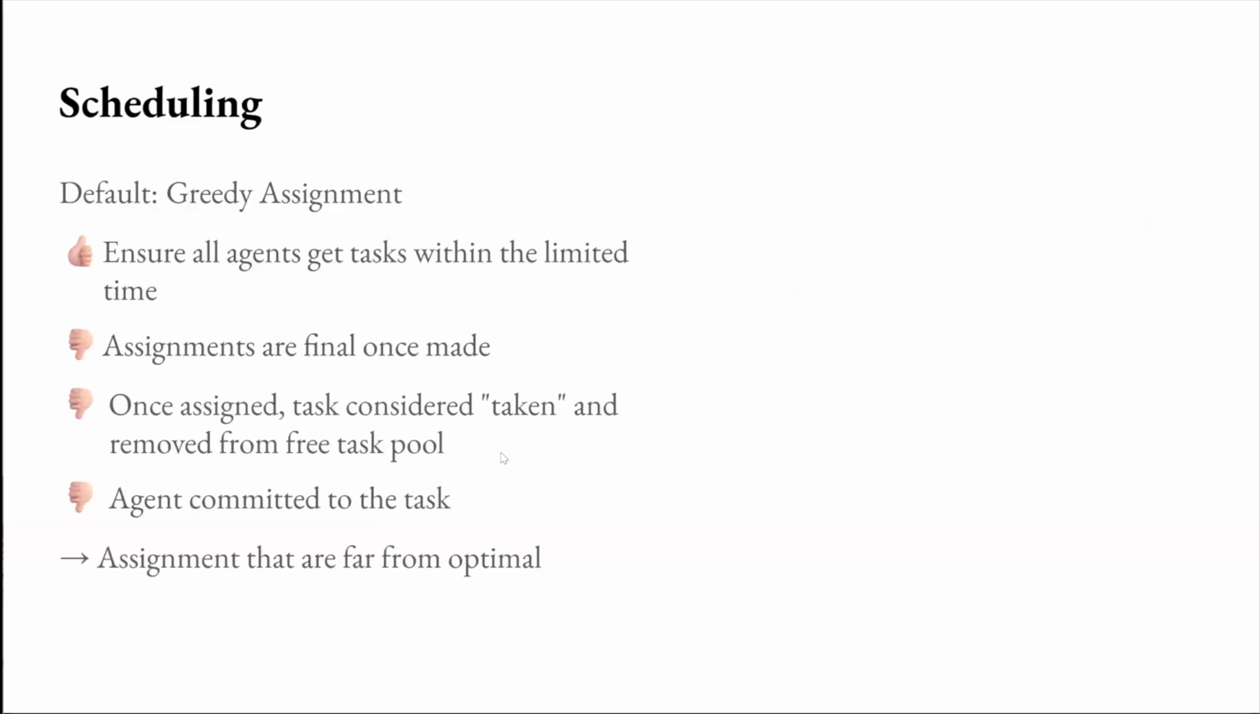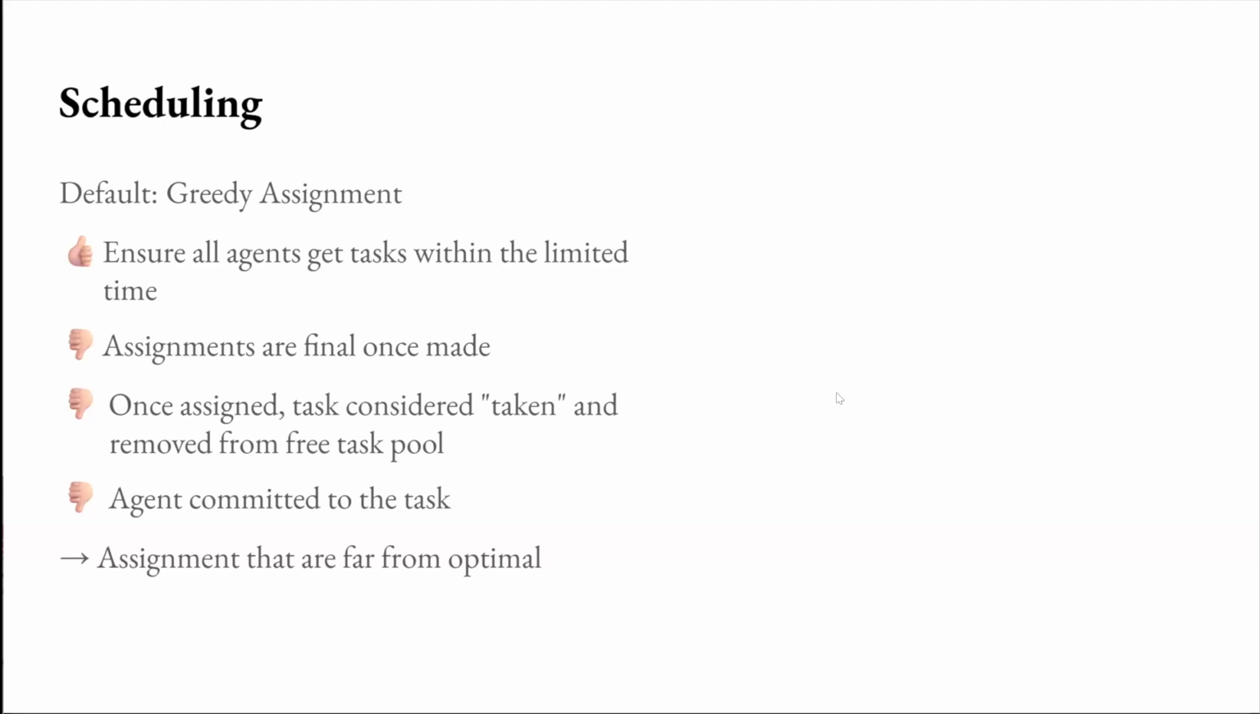To start with, for the scheduling part, we're mainly trying to improve on the greedy assignment algorithm provided in the competition. A very good thing about that greedy assignment is that it's very efficient. It's able to ensure all agents get a task within the limited time. But the significant limitation is that the assignment is fixed. Once it's assigned, the task is not going to be considered again, and the agent also needs to commit to the task, which makes the assignment very far from optimal.